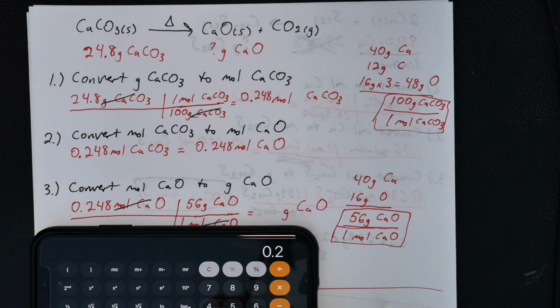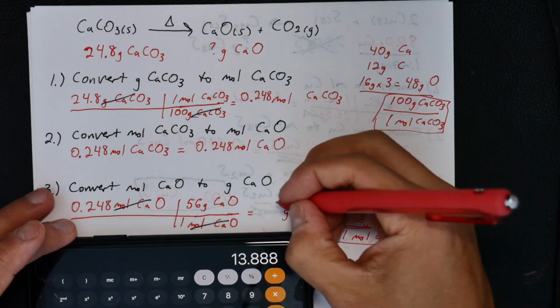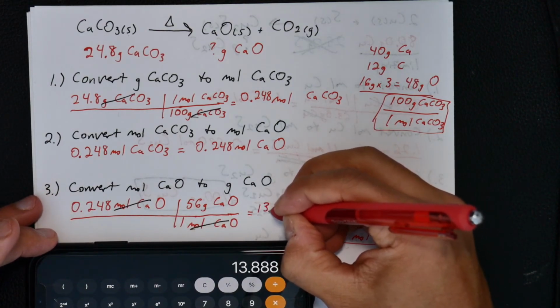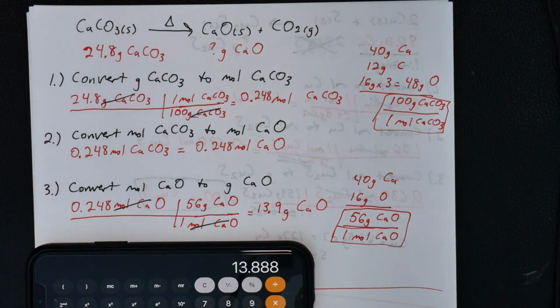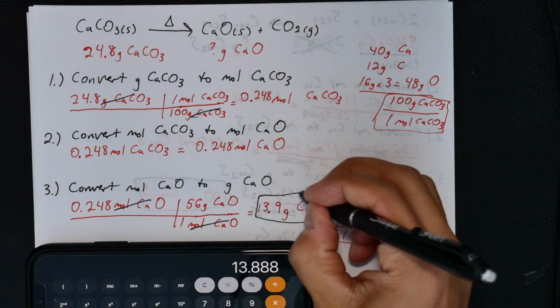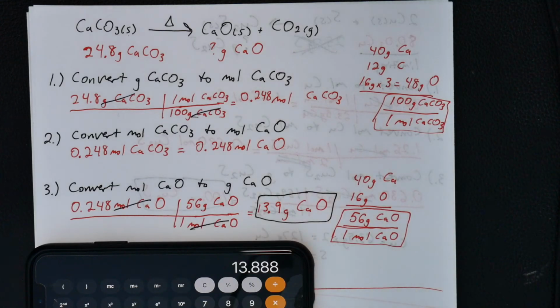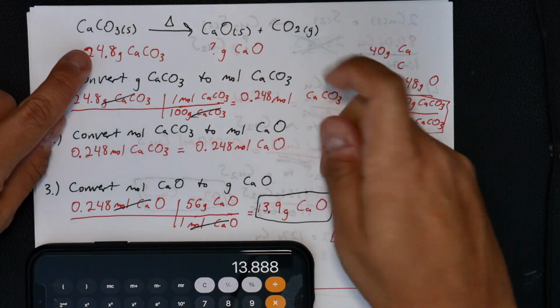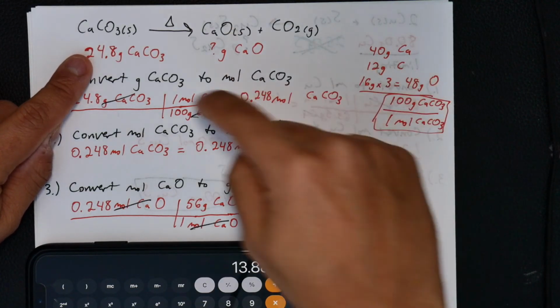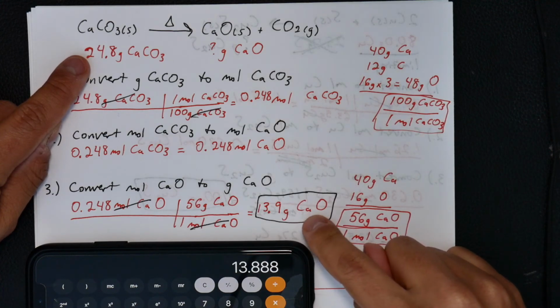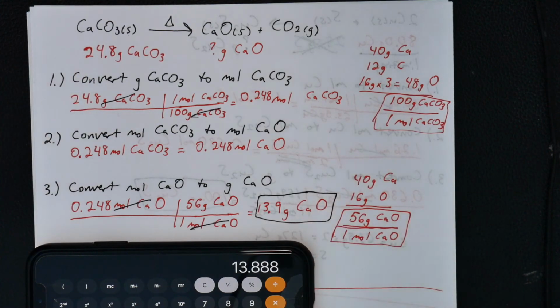So 0.248 times 56 equals, and if we want to round this to 3 significant figures, we'll take this as 13.9 grams of calcium oxide. Okay, so again, the question, and I know it's not being shown right now on the screen, was, what is the theoretical yield of calcium oxide if 24.8 grams of calcium carbonate is heated? So the question basically is saying, what is the amount of calcium oxide that we can make if we're starting with 24.8 grams of calcium carbonate? Based on our calculations, 13.9 grams of calcium oxide should be able to be made.